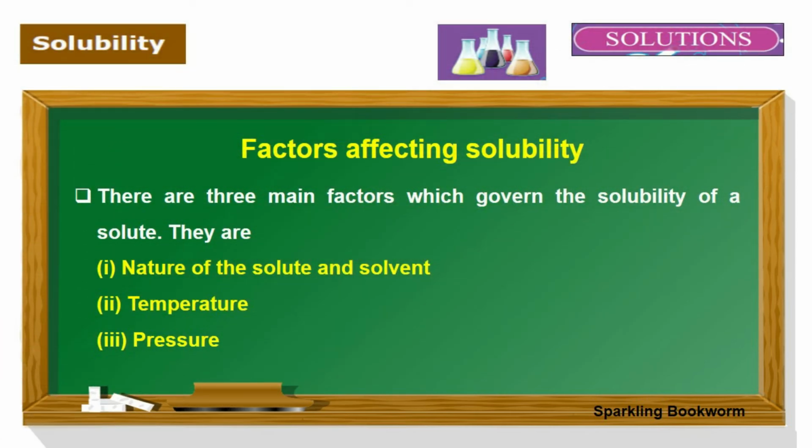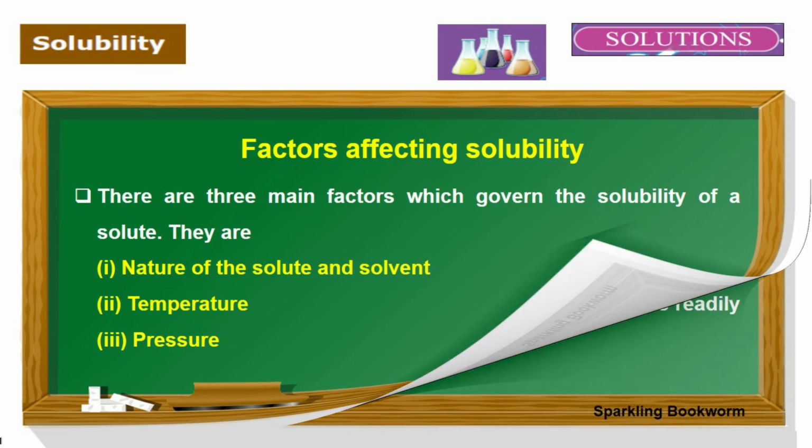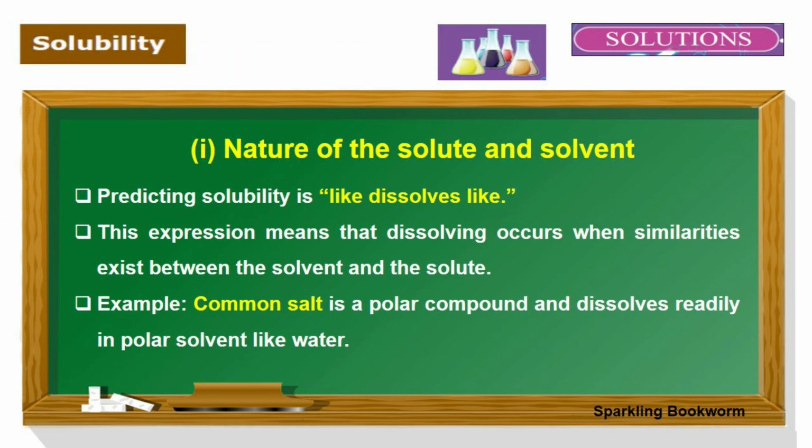Factors affecting solubility. There are three main factors which govern the solubility of a solute. They are 1. Nature of the solute and solvent. 2. Temperature. 3. Pressure. Nature of the solute and solvent. Predicting solubility is like dissolves like.